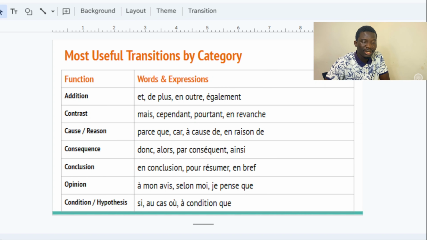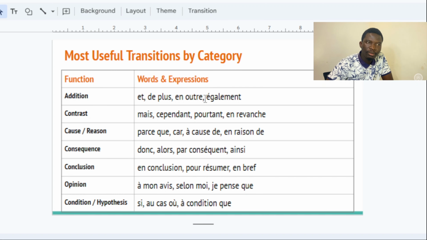First of all, there are different categories right here. So if you want to add an idea, these are some words that you can use in French, for addition. So the easiest one is et. For example, you can say protecting the environment is important because we need the environment in order to live, and the future generation will need it, right? So you have two ideas.